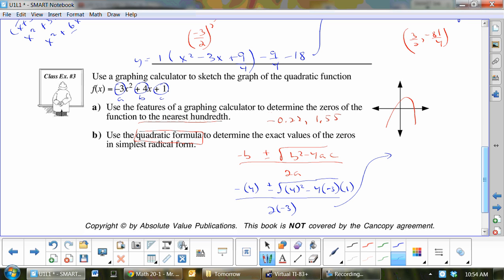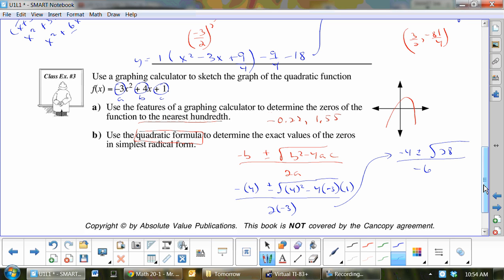Okay, if we come up here, that gives me negative 4 plus or minus, and you always want to do the stuff underneath the radical by itself. You don't just shove this entire thing in the calculator. Over root 28 over negative 6. Now, if this is going to be your final answer, you'd obviously get it wrong. You need to simplify the radical as much as possible.